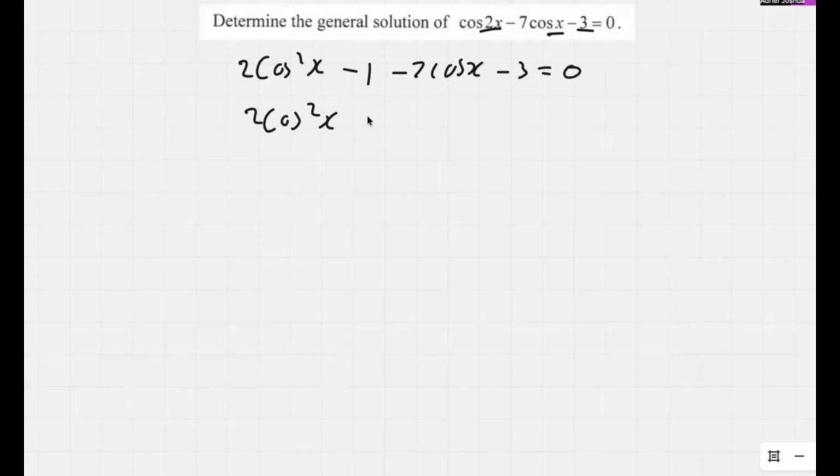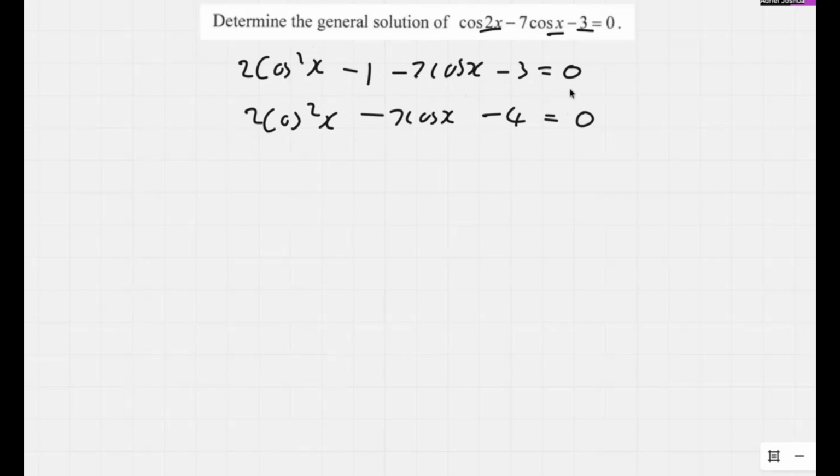So what we need to do is change the form, and what we can do is change the cos 2x, and that becomes 2 cos squared x minus 1. The reason we use this expansion is that we want to keep everything in cos, because we have a cos x here, so keeping everything in cos should make it a lot easier. So let's have 2 cos squared x minus 1 minus 7 cos x minus 3 is equal to 0. Let's simplify this. We have 2 cos squared x minus 7 cos x minus 4 is equal to 0.